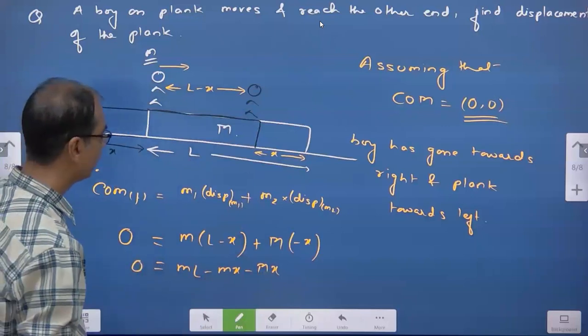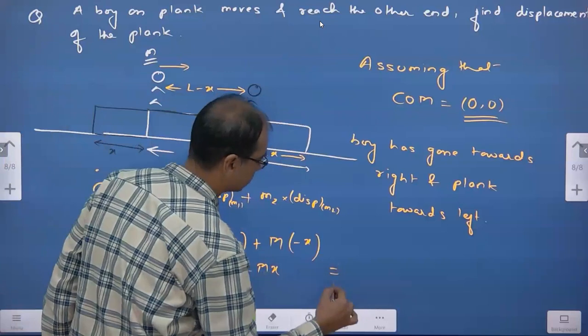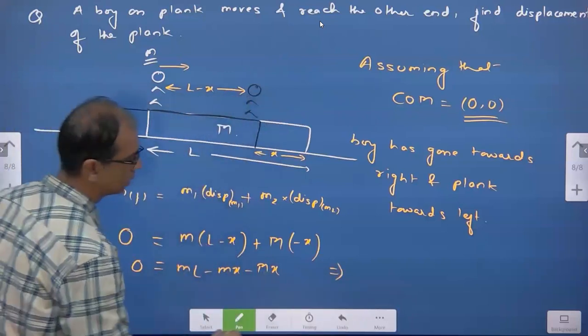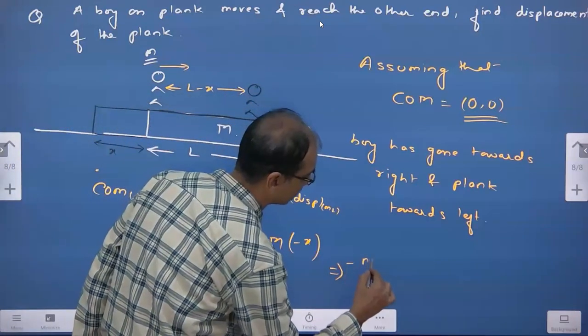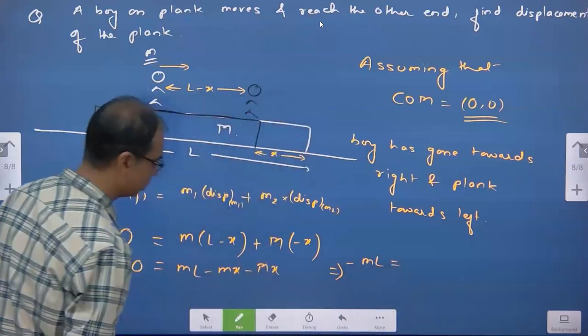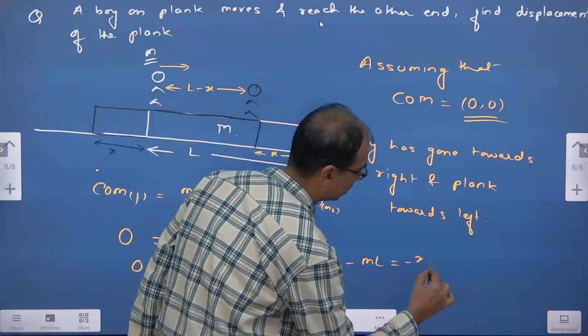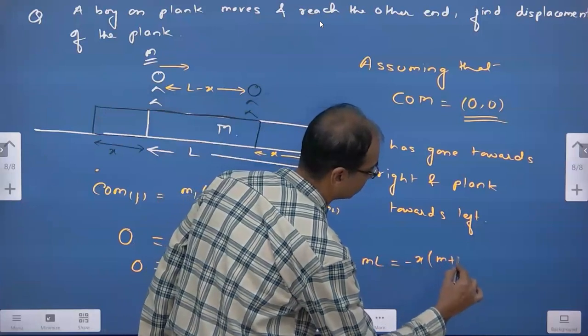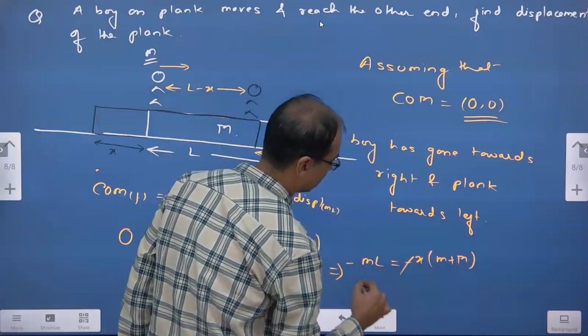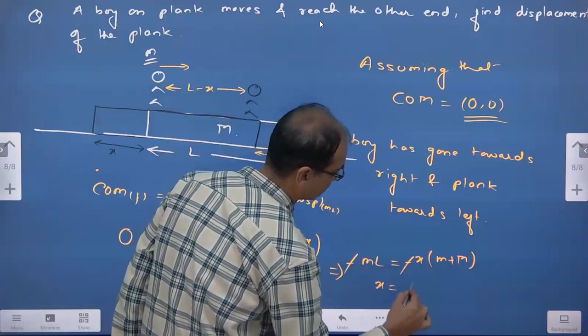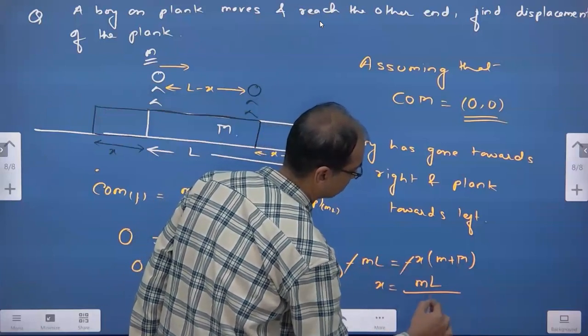Okay. So what are we getting? Now bring this side. ML minus ML equal to, take x common, minus x common, becomes m plus n. This and this get cancelled. What is x? It's ml by m plus n.